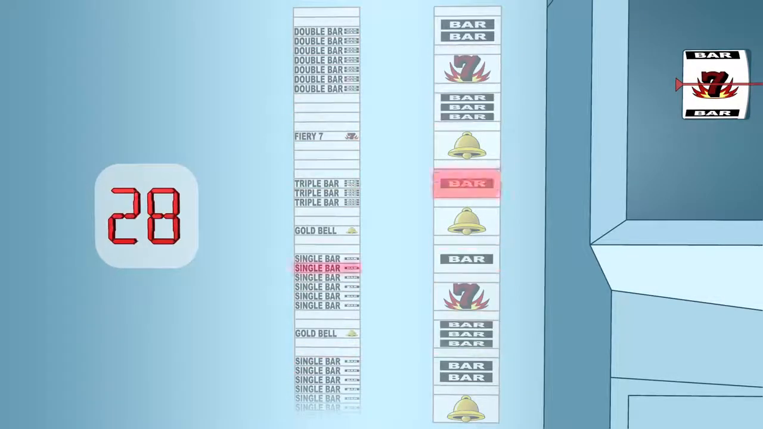Thus, even though the results are random, the layout of symbols and blank spaces on the virtual reel makes the chances of landing on some symbols greater than others. For example, the chance of landing on the blank space in position 3 is greater than that of landing on the fiery 7 in position 4.